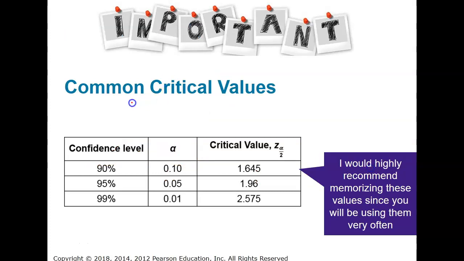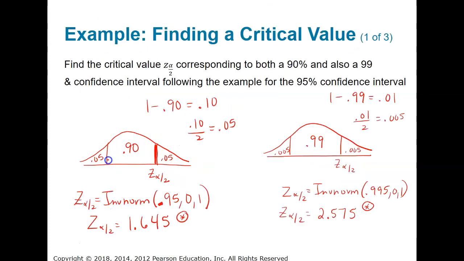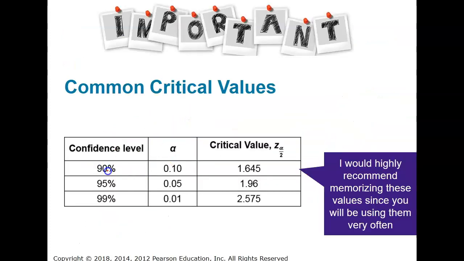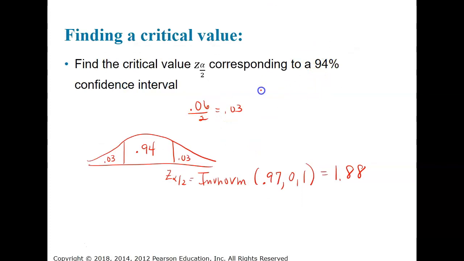Okay, so these are the common critical values. If you get 90, 95, and 99%, you're going to get these so often that you don't want each time to have to go through this whole process. So if you can just remember that for 90% confidence level, you use 1.645. For 95%, you use 1.96, and 99%, you use 2.575. Then I'm okay with you just memorizing these 3 values and not having to repeat that work each time. Having said that, if you get something that's not one of those 3, then you do need to still understand the process to get those.